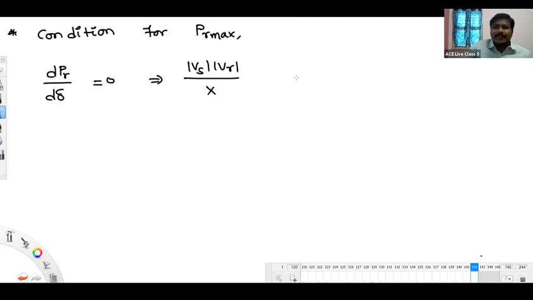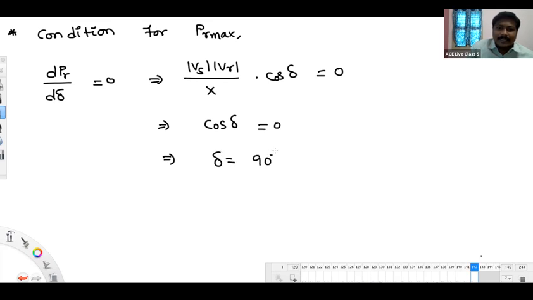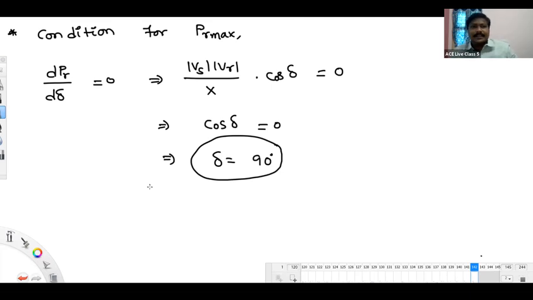Sin delta differentiation will be cos delta, that is 0. So Vs Vr by X you take to the other side. That will be 0. Cos delta equals 0 is a condition. Then how much is delta? You can say 90 degrees. Delta equals 90 degrees. That's the condition for maximum power transfer capacity.